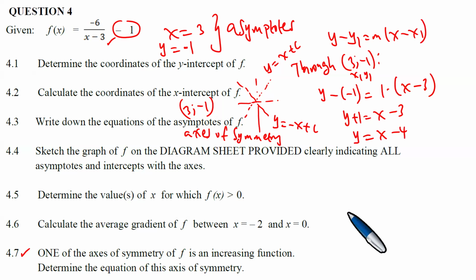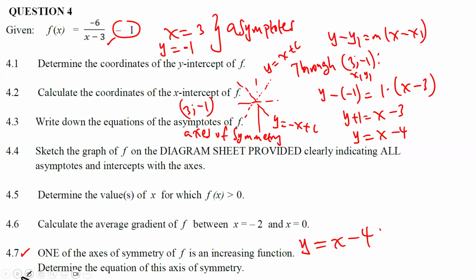All right, friends. So one of the axes of symmetry of f is an increasing function. Determine the equation of this axis of symmetry. It is y equal to x minus 4. Right, like this. Okay, let's look at the next question.